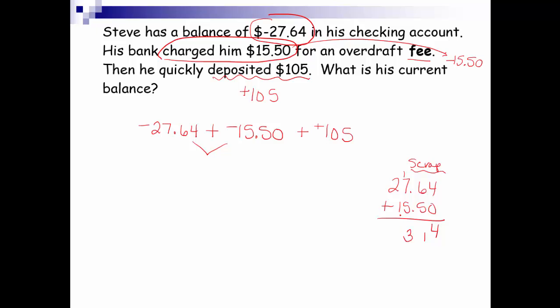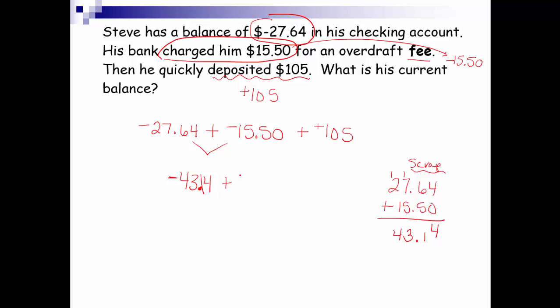And 5 is 13. 2 and 1 is 3. And 1 is 4. I make sure my decimal points were lined up, and I just bring that decimal right down into the answer. So that's 43.14. Signs are the same. I find the sum, and I keep the sign. They're both negative. That answer will be negative. That happens with addition and subtraction. Signs are the same. You find the sum, you keep the sign.